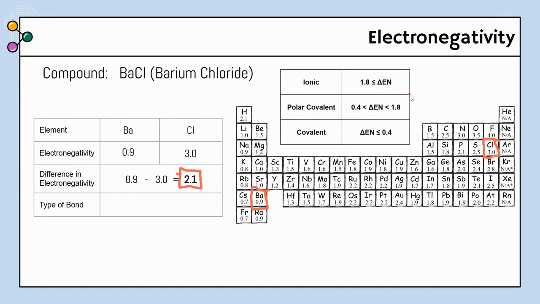Consulting our scale, we'll see that 2.1 corresponds to an ionic bond. Essentially, chlorine is pulling so much harder than barium, comparing their electronegativities. Chlorine's pulling so much harder than barium that it will take barium's electrons, therefore making an ionic bond, where electrons are taken from barium and given to chlorine.